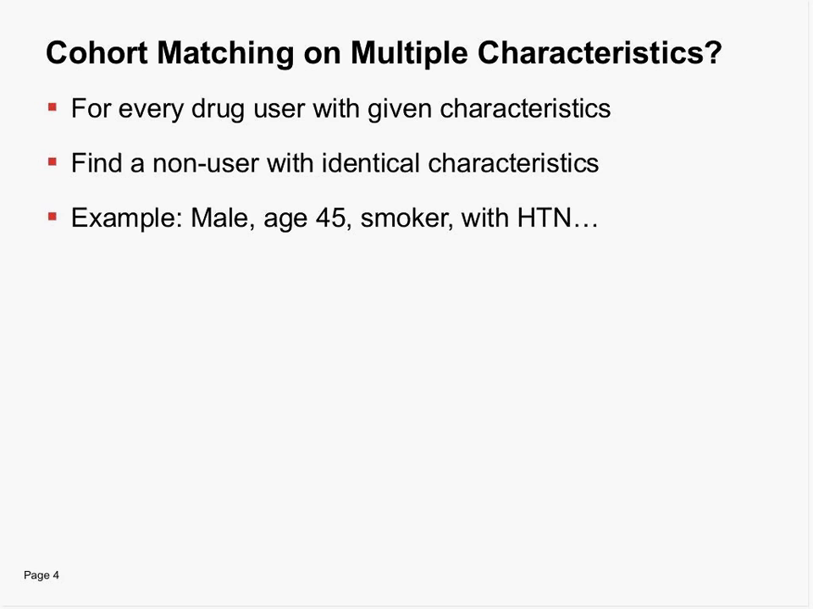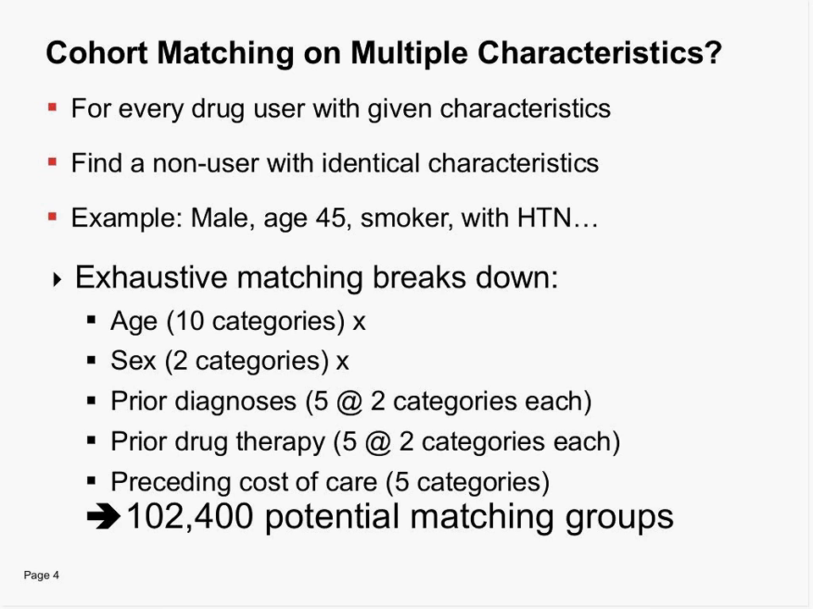Here we have an example where, for a particular set of characteristics, in this case a male who's age 45 and happens to be a smoker with hypertension, you then find an untreated patient who has exactly the same characteristics. The problem is this sort of exact matching breaks down when you have a lot of characteristics, which is typically the case when you have treatments that are prescribed according to patient characteristics. You have a lot of characteristics that differ between treated and untreated patients.